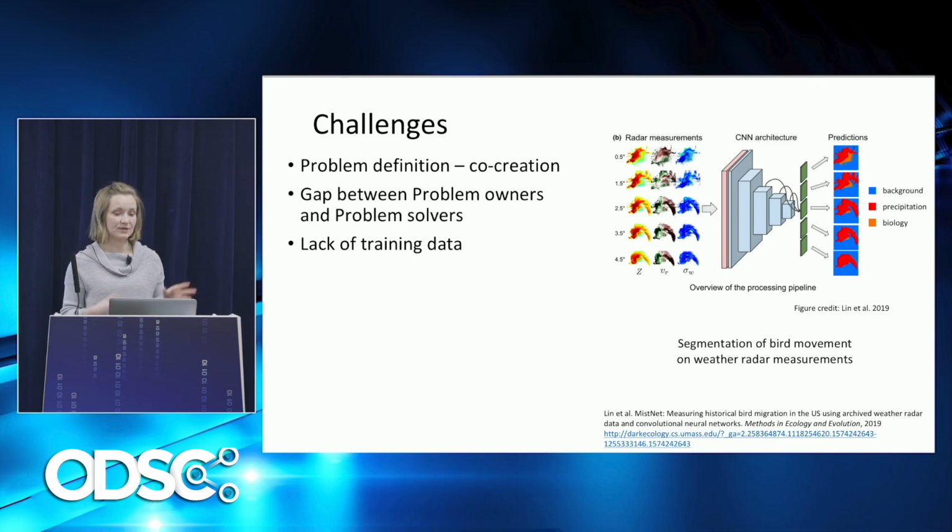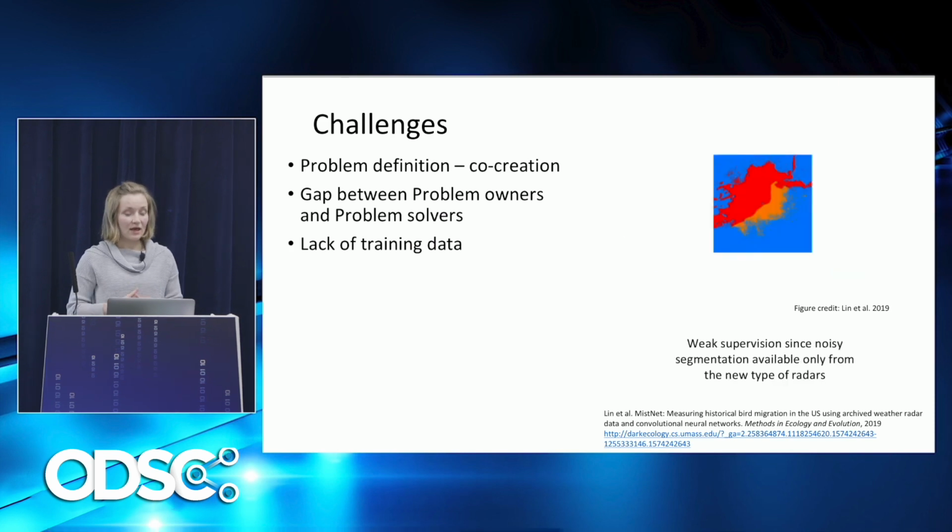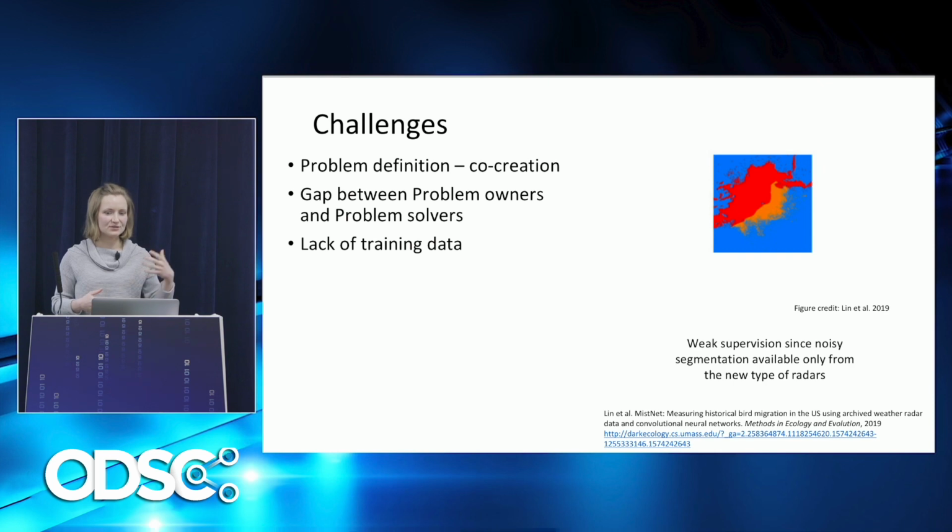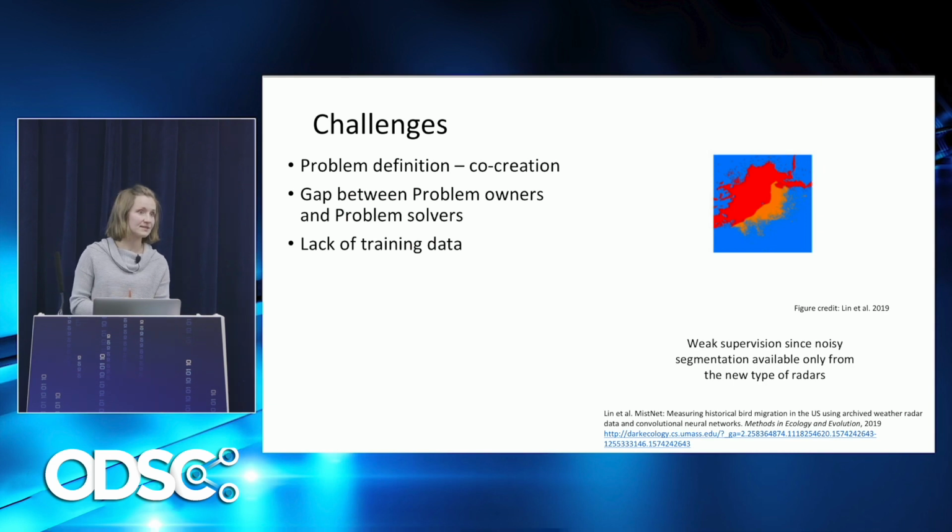So they feed the radar measurements to the neural net, and they expect the neural net to produce a segmentation map where they can discriminate between precipitation and the birds' movement. And then they can use it globally on the whole US map, and build the map of the migration once they separate the precipitation from birds. The problem is that nobody has done that before, and so we don't have the training labels for this segmentation. And as we know, neural nets require a lot of training data. So their workaround was that with the novel radars, they can actually automatically segment birds from precipitation, and then they use weak supervision to use all historical data for training.